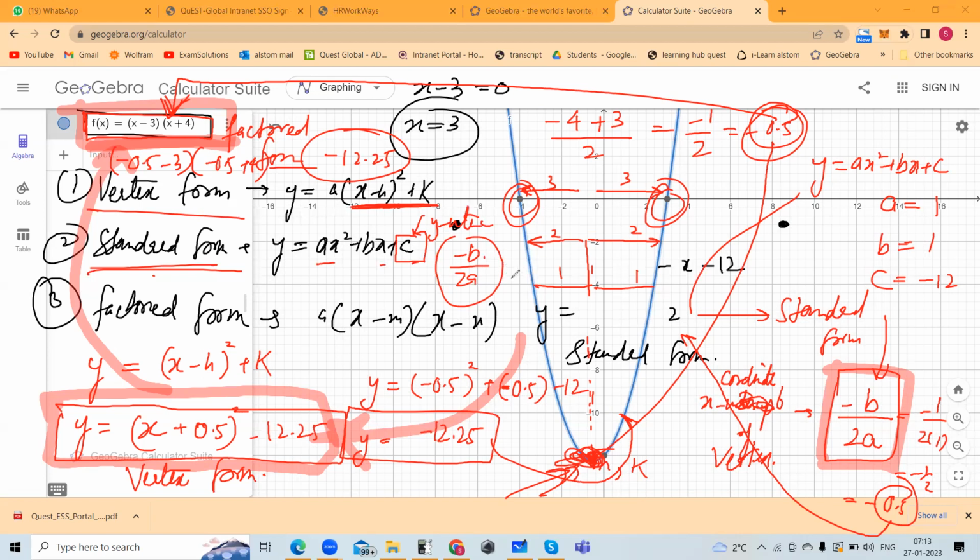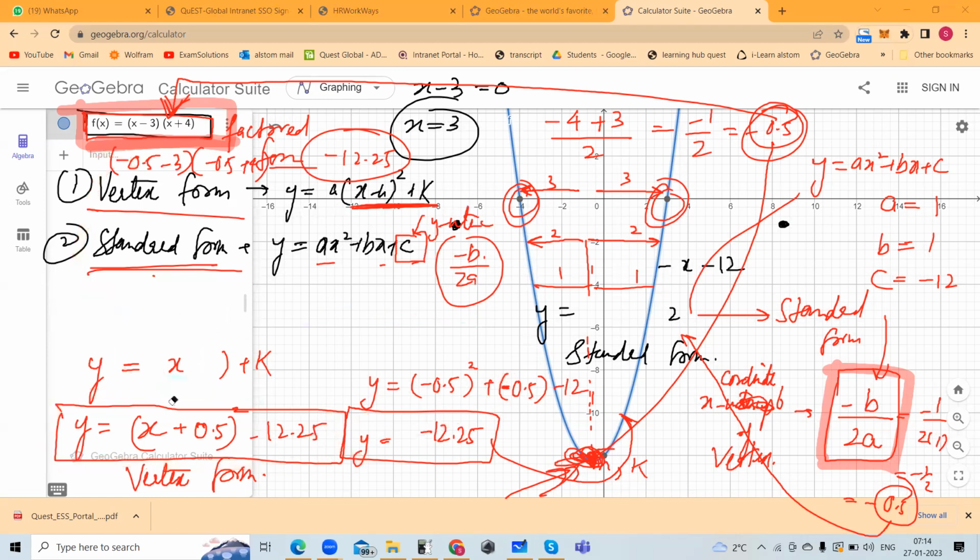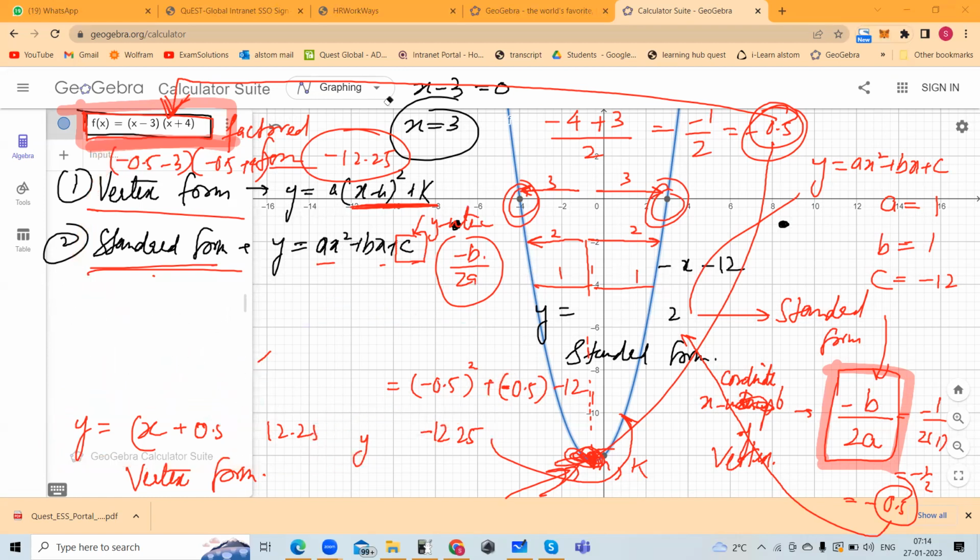It's also going to give you something else very important. I'll be showing it here. The standard form gives you the sum of the solutions, the sum of the x-intercepts. What are the x-intercepts of this parabola? 3 and -4. What's their sum? -1. So by using a, b, c, you can get the sum of the solutions. Sum is always equal to -b divided by a.